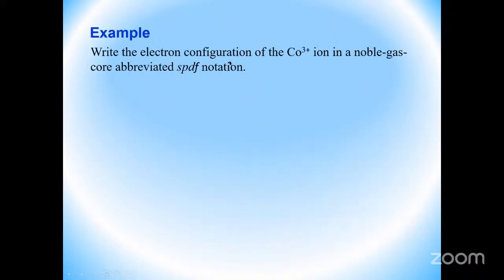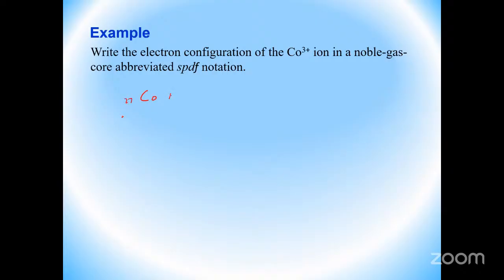It says, write the electron configuration of the cobalt 3 plus ion in a noble gas core, abbreviated SPDF notation. So basically, I think I told you guys before, if you want to write down the electronic configuration of an ion, then you start off with the atom first. Cobalt, I don't have a periodic table with me. Can you see what the atomic number of cobalt is for me, please? 27. All right.